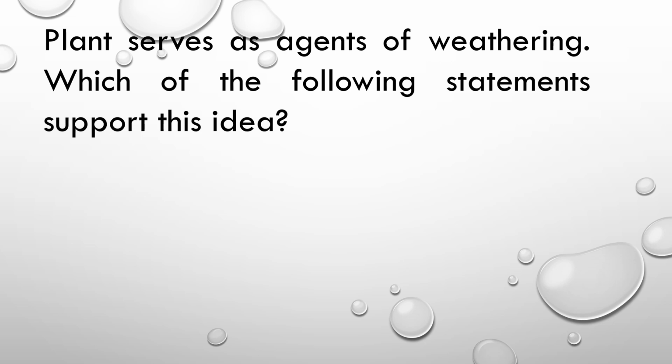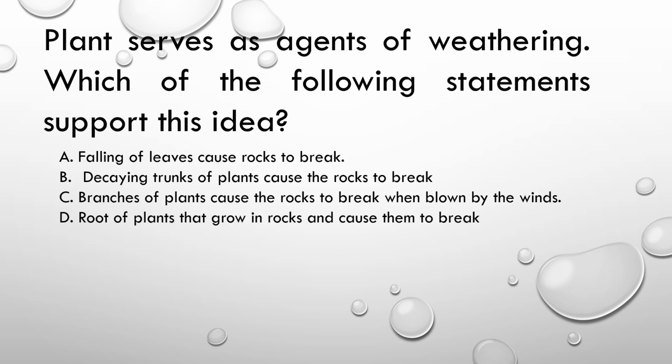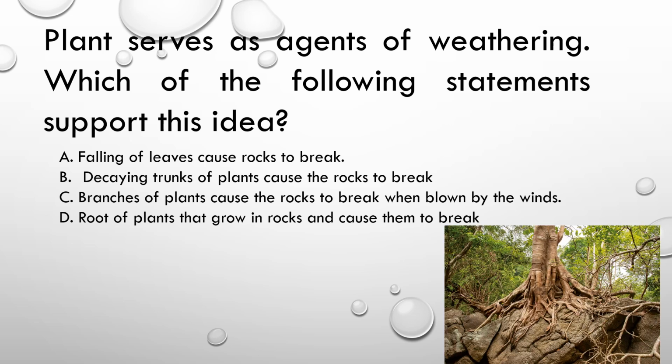Plants serve as agents of weathering. Which of the following statements support this idea? A. Falling of leaves cause rocks to break. B. Decaying trunks of plants cause the rocks to break. C. Branches of plants cause the rock to break when blown by the winds. D. Roots of plants that grow in rocks and cause them to break. The answer is letter D. Next.